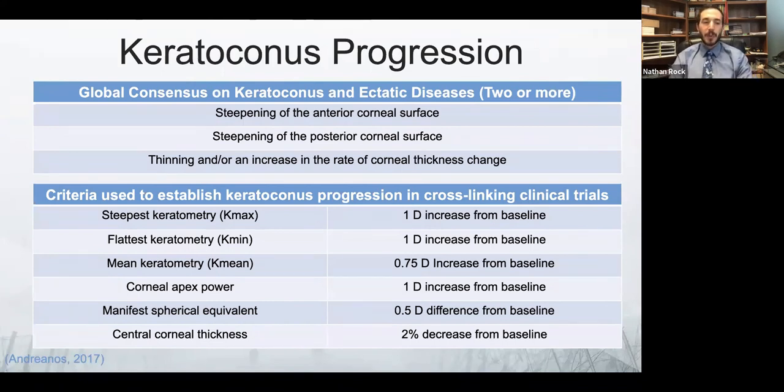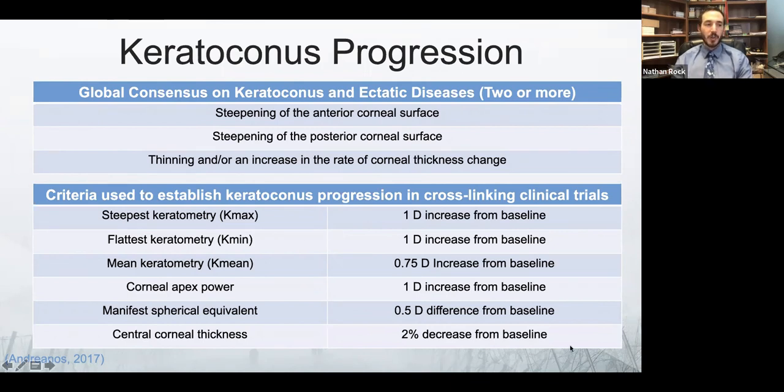There was a big paper published fairly recently, the Global Consensus on Keratoconus and Ectatic Diseases. If there are 2 or more of these things, then it shows progression: steepening of the anterior corneal surface, steepening of the posterior corneal surface, and thinning or an increase in the rate of corneal thickness change. So if there's documented thinning of the cornea. And then often used in clinical trials, a little bit more esoteric perhaps, essentially if the steep, flat, or mean Ks are increasing, it's evidence of progression.